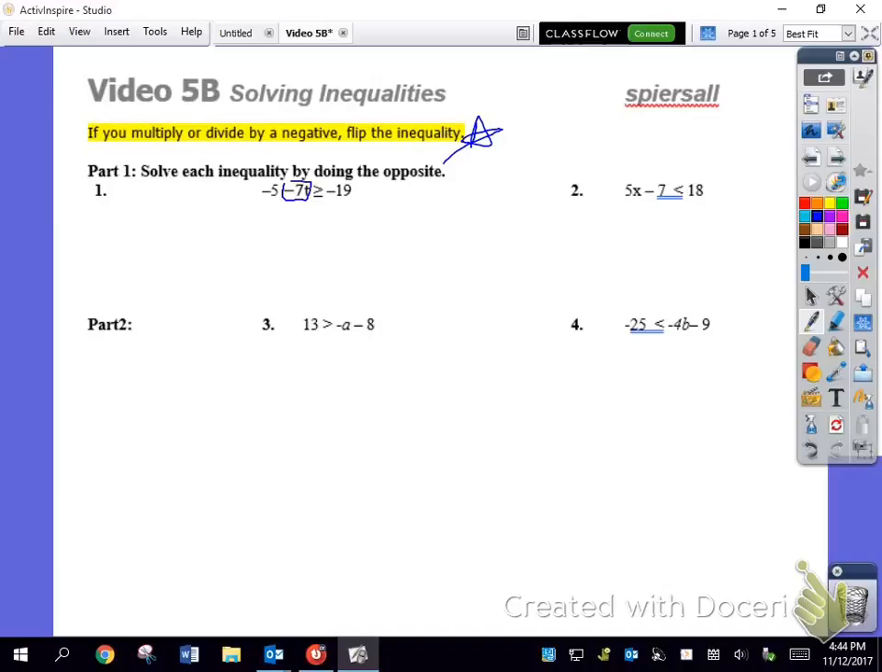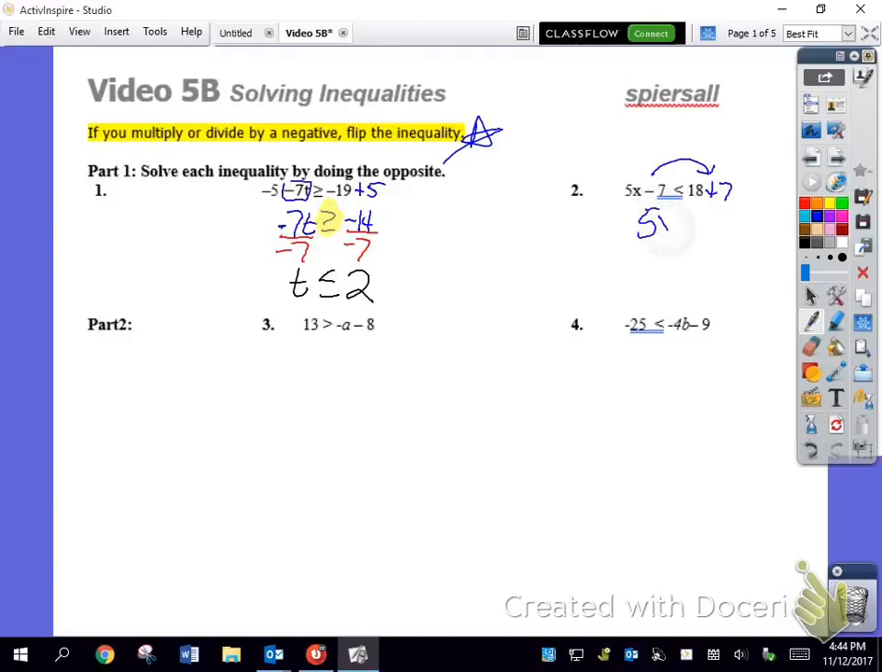So the opposite of negative 5 is a plus 5. So negative 7t is greater than or equal to negative 14. Now, the opposite of multiplying is to divide. So I'm going to divide by negative 7. Now, since I'm dividing by negative 7, I have to flip that inequality. So t is less than or equal to positive 2. That's my answer.